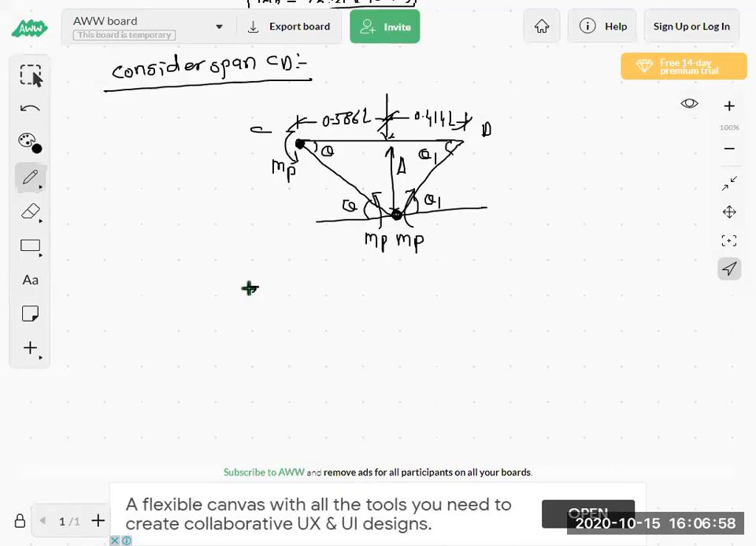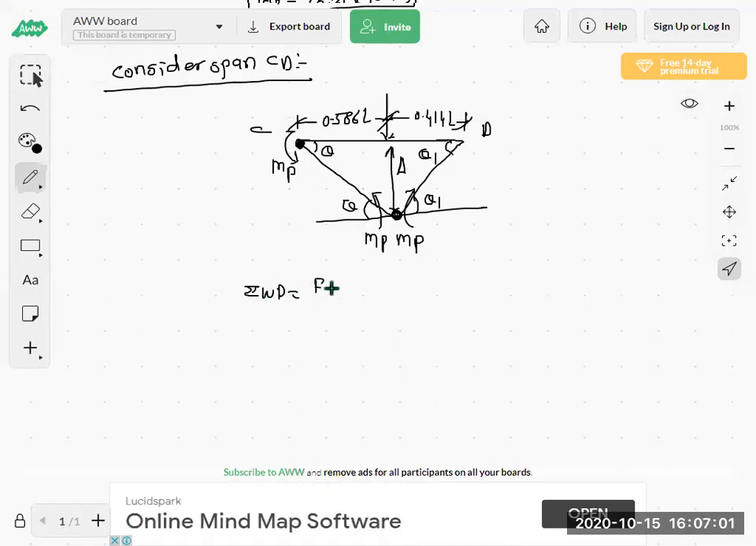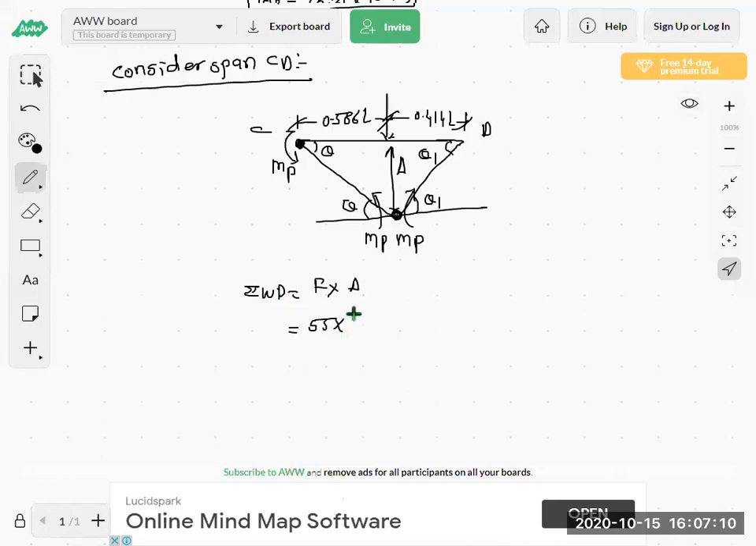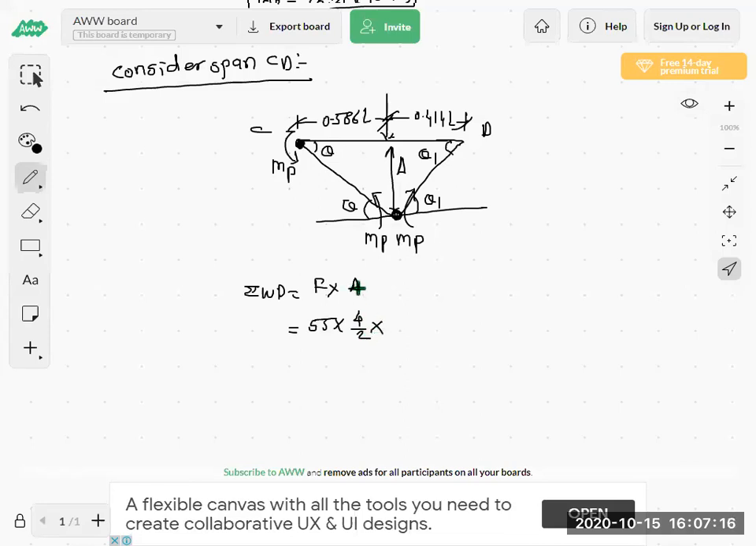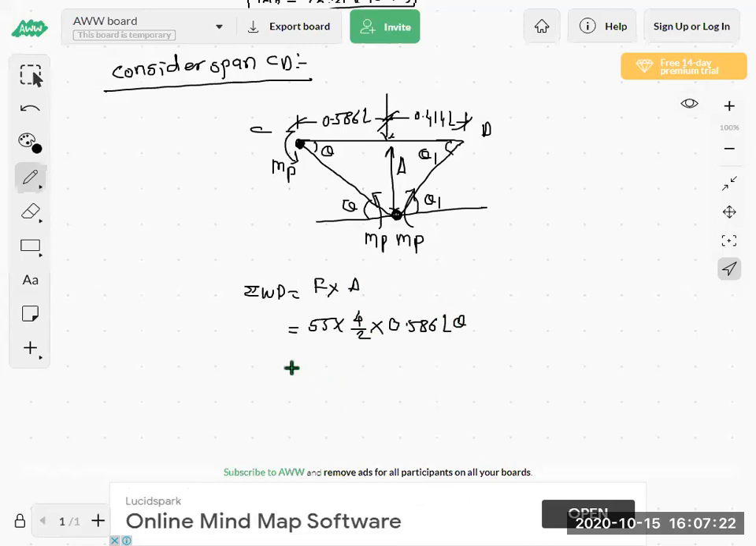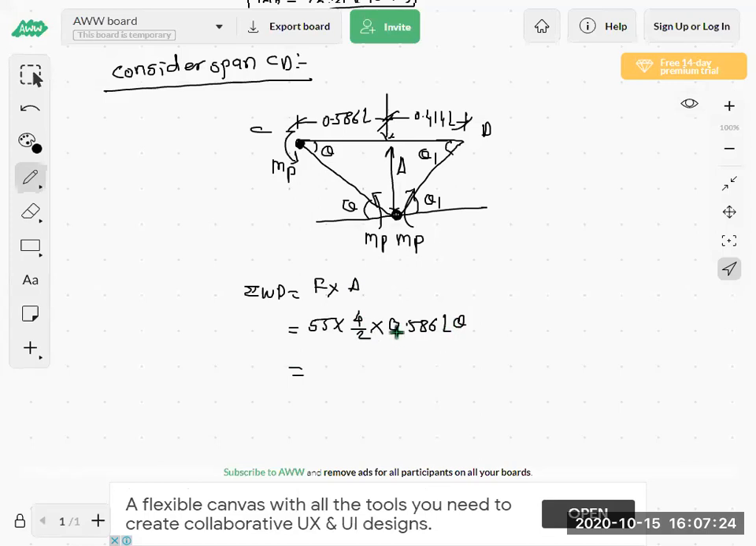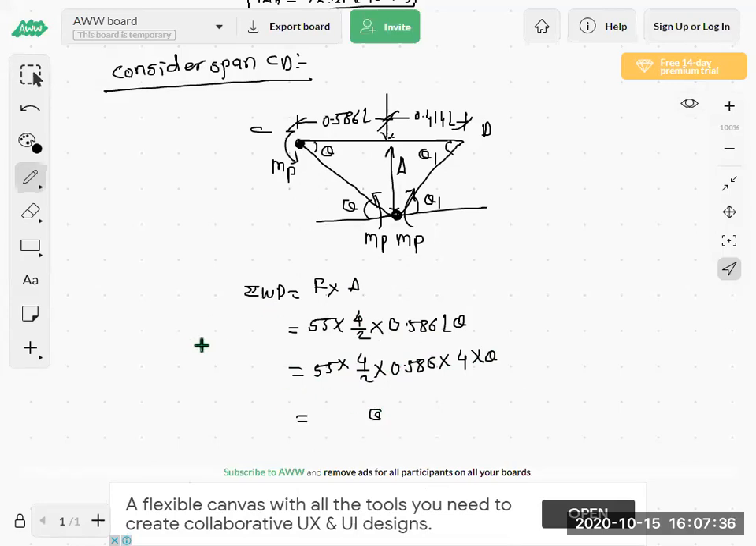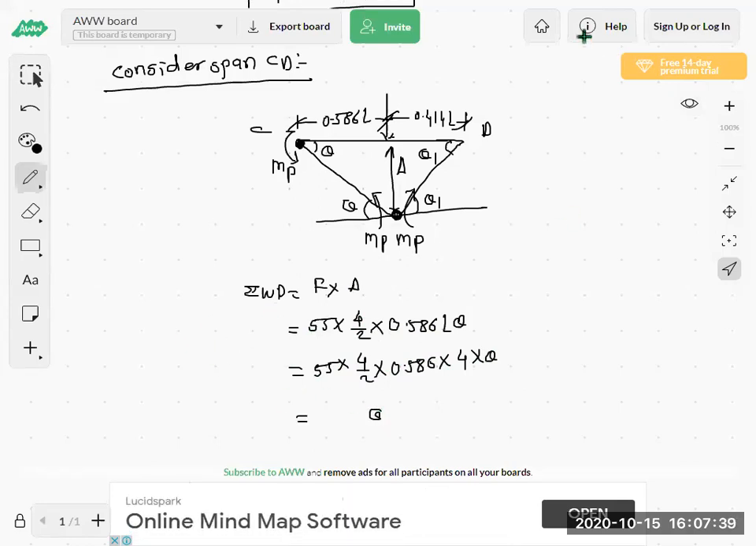Okay, calculate external work done now. External work done is here again force into displacement. So now here force is 55 kilonewton is the UDL intensity into span. Span is 4 by 2 into displacement. Displacement is 0.586 L theta. So here L is 4 meter. So again 55 into 4 by 2 into 0.586 into L is 4 into theta. So now tell me the value of external work done in terms of theta.